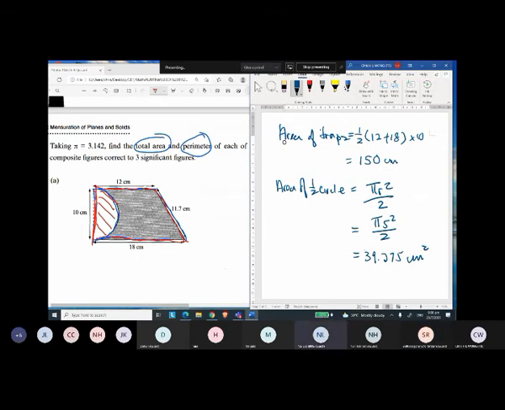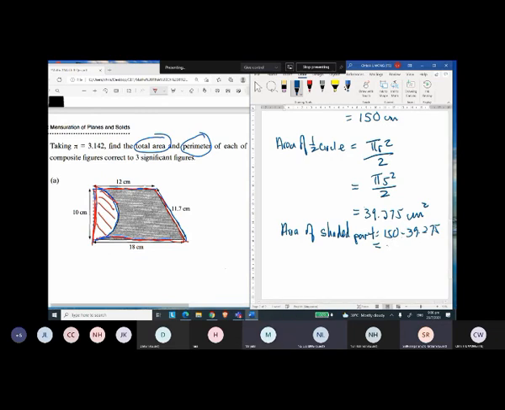Okay, now this is the area of the half circle, right? Now find the area of the shaded part. You have the area 150 minus 39.275. The answer is 110.725. Somebody confirm, please. 110.725. Okay, this is the answer.